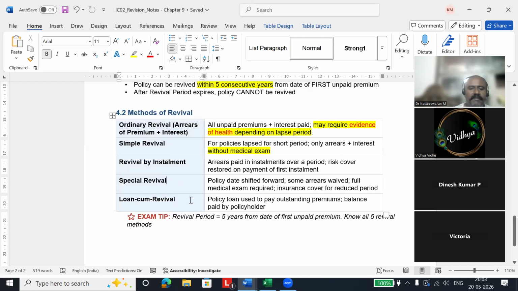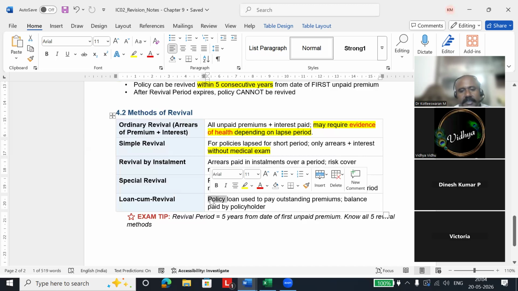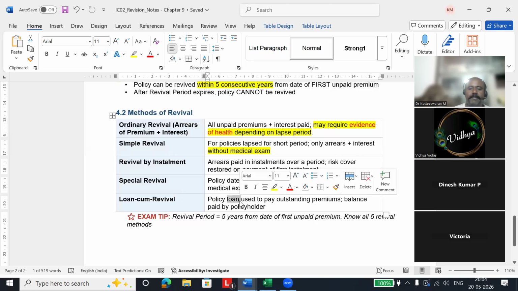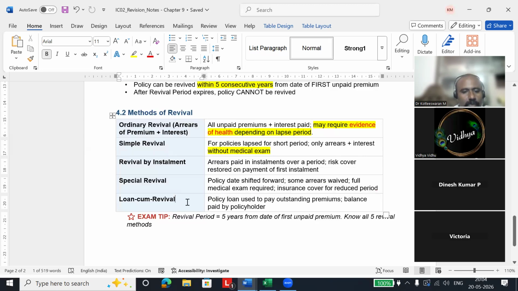Loan cum revival is when you don't have 4 lakh rupees. You're taking a loan on the policy itself and paying the premium from the policy. This is called loan cum revival. If you take a loan against the policy and use that loan to pay the policy premium, that is called loan cum revival.